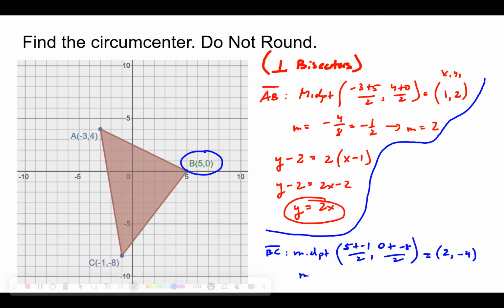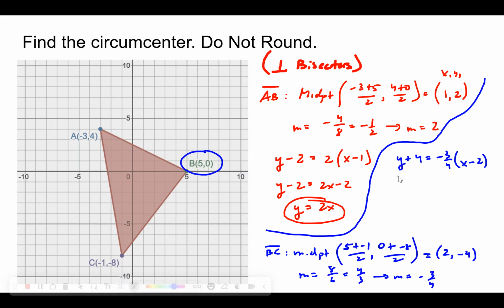We're going to find the slope of BC next. So I'll count from C up 1, 2, 3, 4, 5, 6, 7, 8, and right 1, 2, 3, 4, 5, 6. So that's kind of a bummer. 8 over 6 is not pretty. That simplifies to 4/3, which means the slope we're going to use is negative 3/4. And now I'll come up here, so we're doing y minus negative 4, y plus 4, equals negative 3/4 times x minus 2.